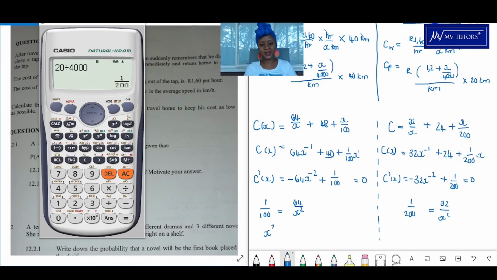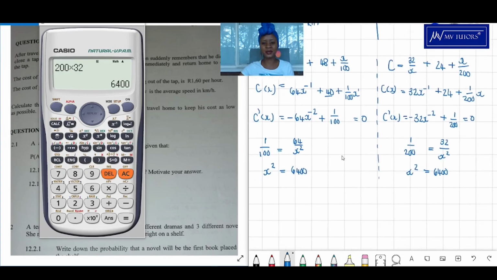So I have x squared, and then 64 times 100, that'll be 6,400. And do the same here, x squared. 200 times 32, it's probably just half of that 6,400, but let's see. 200 times 32, oh, it'll be equal to the same. So whether you took the whole trip or whether you took half the trip, it's actually going to give you the same answer, guys. It's really up to you.